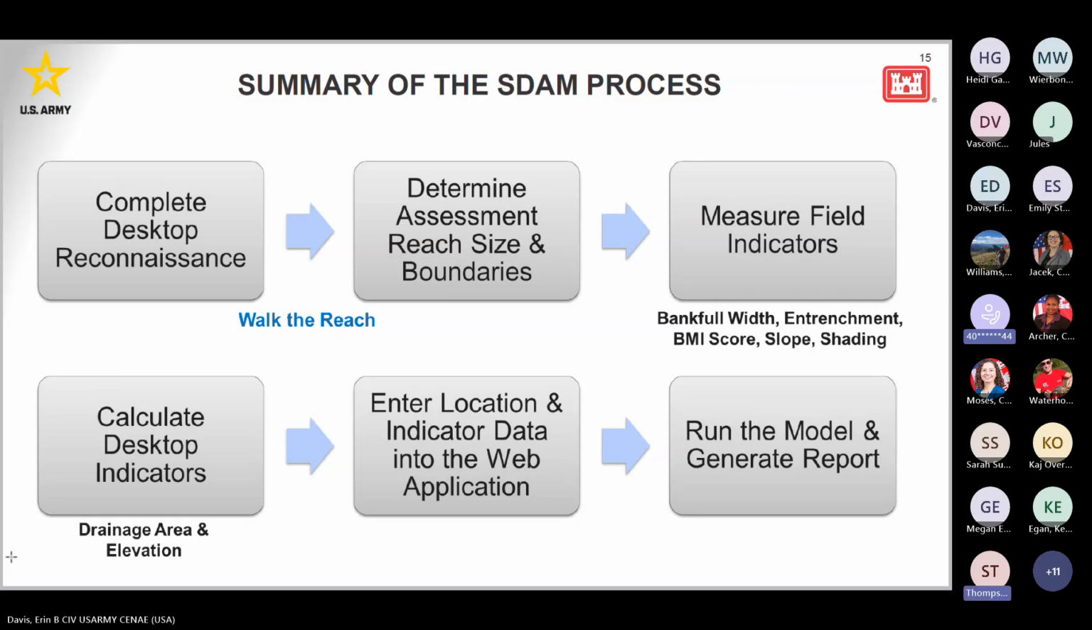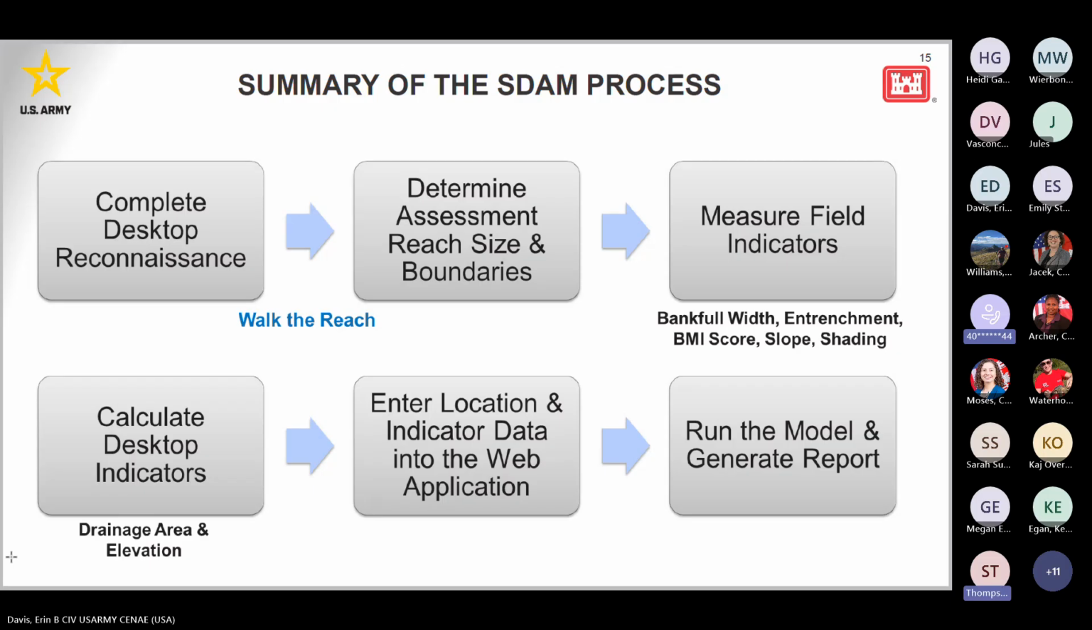Perfect. So as a summary on how to conduct an SDAM review, it starts with a desktop level review of the appropriate site conditions and the other typical resources that are in the area. We do need to determine the entire reach of the stream that we're going to be identifying and the boundaries that we are going to be looking at for where the project is going to occur.